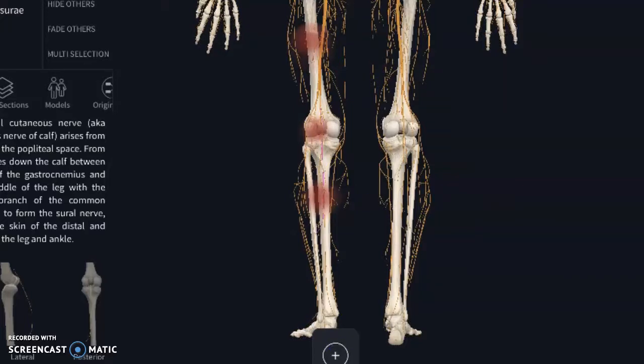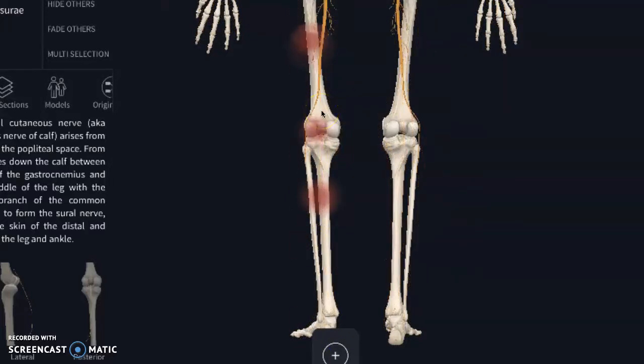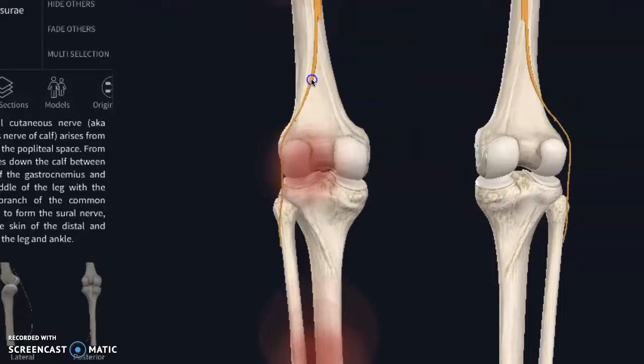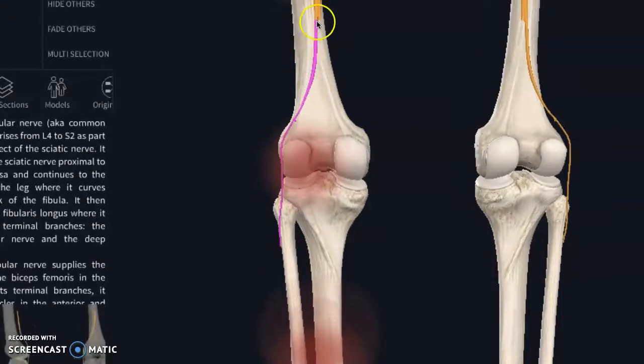If I take out the secondary branch, this is the big one. When it gets behind the knee, the sciatic splits, and this turns into your fibular nerve, and it goes right around the head of your fibula. So when I was poking all along this line, you had some pretty big knots.